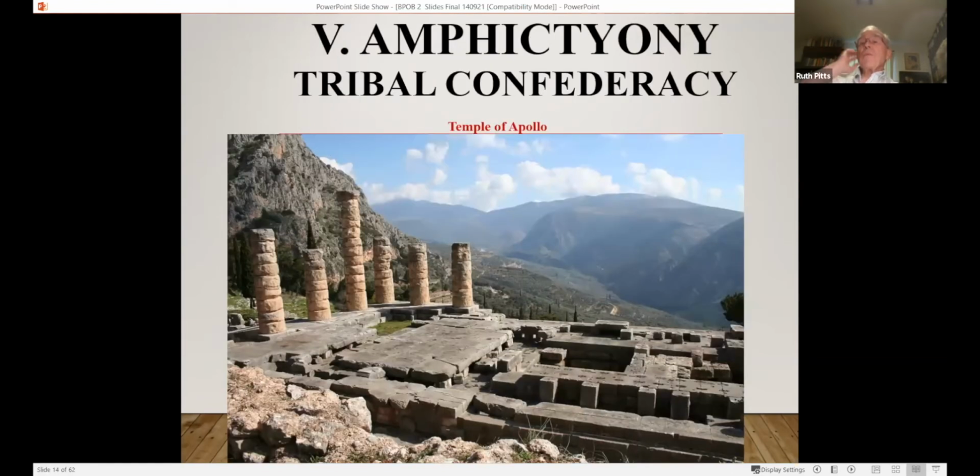Now, how are these people going to organize themselves? They organize in what we call today an amphictyony, or a tribal confederacy. So they're brought together by their religion. Now, this is a temple. This is of Apollo. So that's a sort of example, I guess, from Greece.